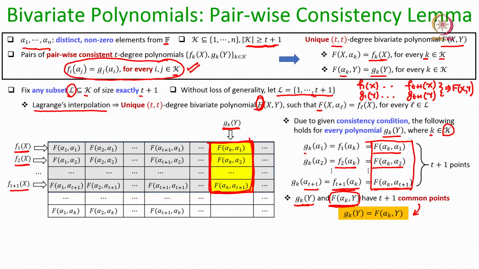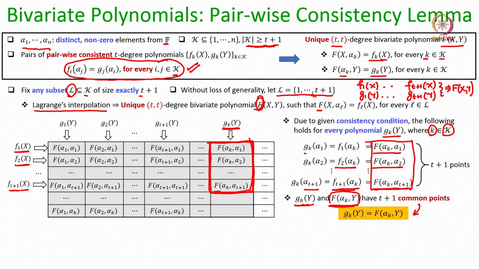And here k is any index from my set fancy K. That automatically shows that whatever I have argued for g k y holds for g 1 of y, g 2 of y, g of t plus 1 and so on. That means, what I have shown here now is that all the g polynomials which are given to me. So, I was given t plus 1 or more pairwise consistent x and y univariate polynomials.